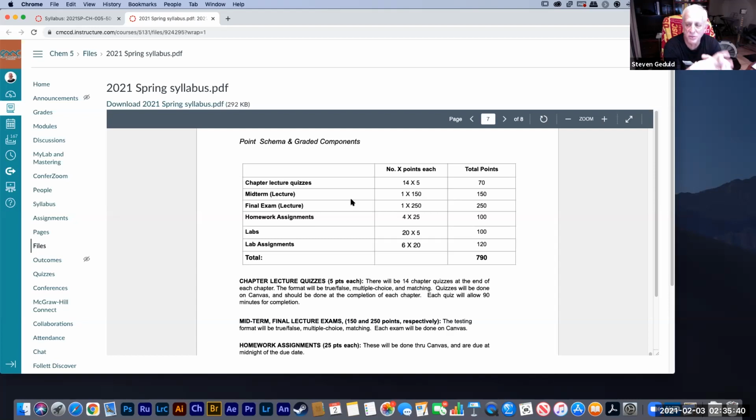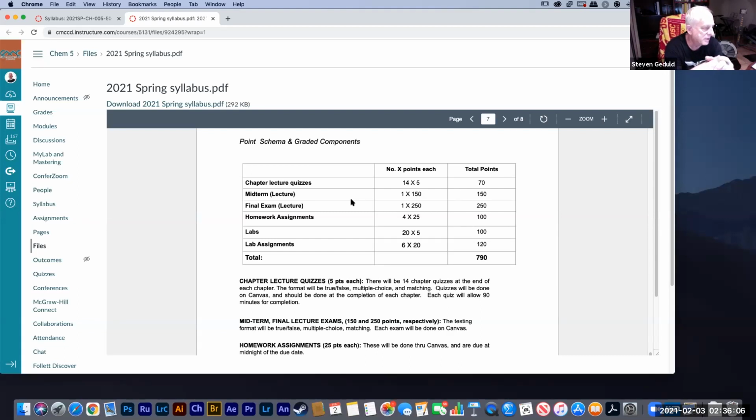Homework assignments, those 4 homework assignments, each one's worth 25 points. So you have 100 points just by doing your homework assignments. I give you multiple ways because I know some people are not great at taking tests. It's not a reflection of you. It's just some people have a hard time with tests. So I give you other opportunities to earn points in the class. Homework is 25 points each. There are 4 of them. That's 100 points.